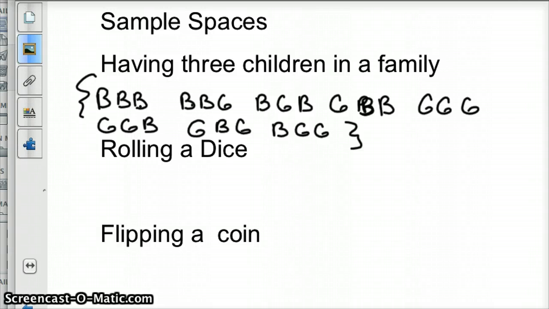So let's go to something a little simpler. How about just rolling a dice? Well, if you have six sides, you could roll a 1, a 2, a 3, a 4, a 5, or a 6. So that's the sample space for rolling one dice. Okay.